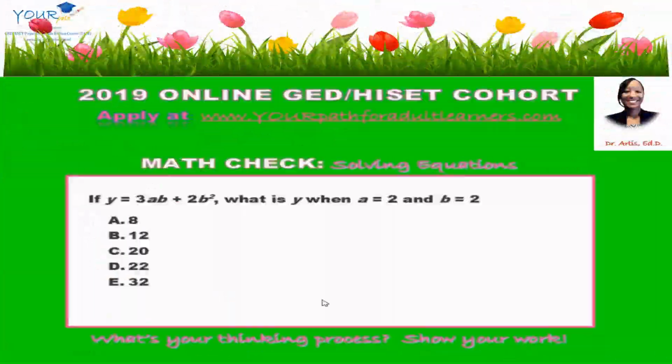So now in order to solve this particular problem, you want to make sure that you take note of the information that is given to you, and you want to be clear on what the question is asking you to do. And you would do that in any problem that you're attempting to solve. So in this particular case, we have the equation y equals 3ab, and when we have variables together like this, we know that we're being asked to multiply. Plus 2b squared. What is y?